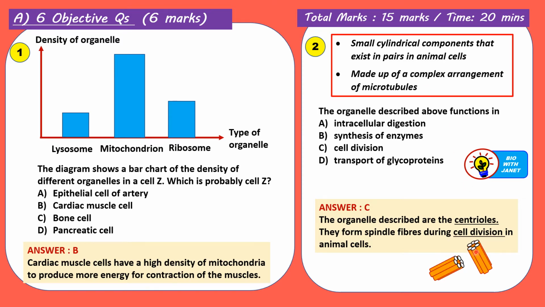They're made up of an arrangement of small tiny tubes. This is a simplified diagram here. If they are centrioles, what is their function? Centrioles form spindle fibers during cell division in animal cells. We'll study this cell division, called mitosis and meiosis, in a later chapter. So they play a role in cell division. The answer is C.